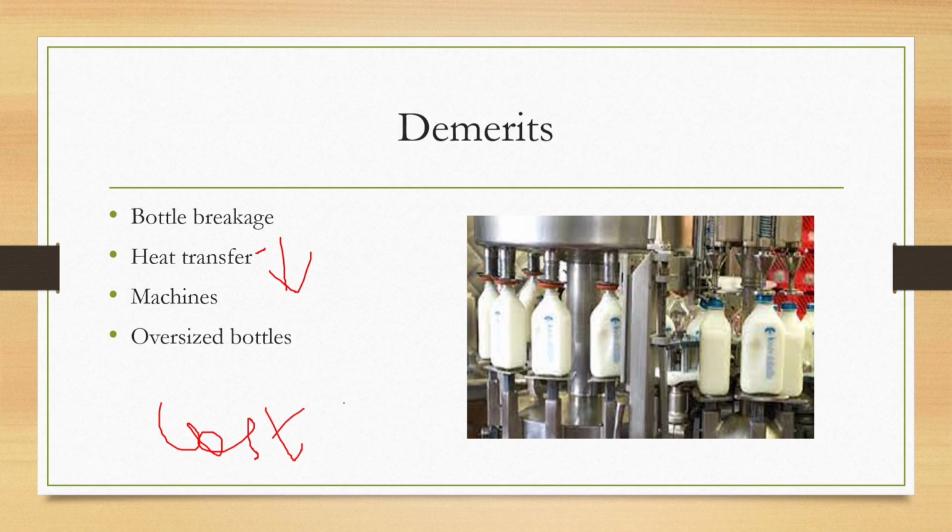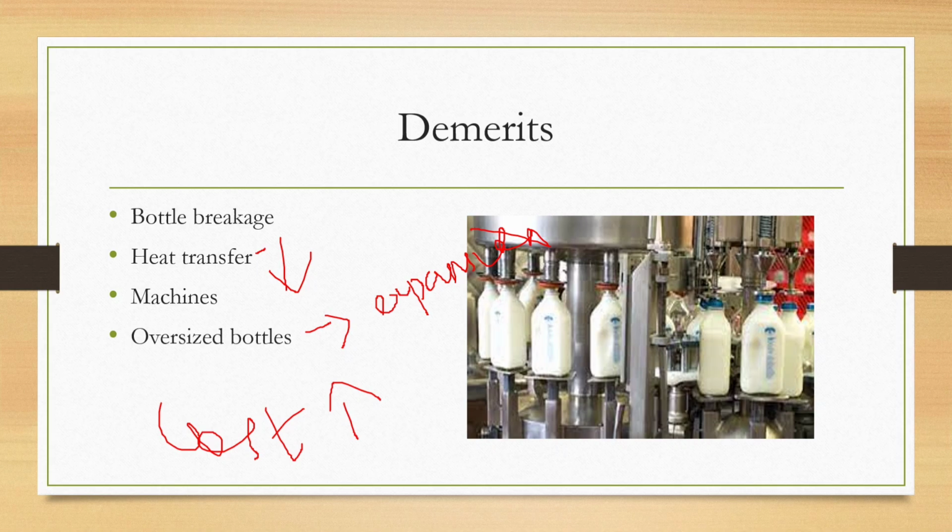Now, there's one concept that when you heat any kind of product, there can be an expansion of the product. So in order to meet this, we usually require oversized bottles. So this is also one kind of a demerit.